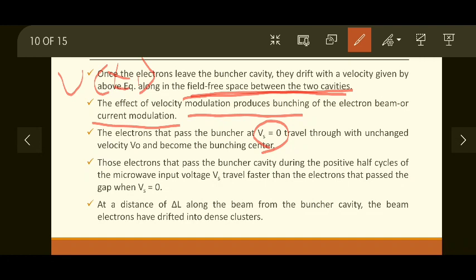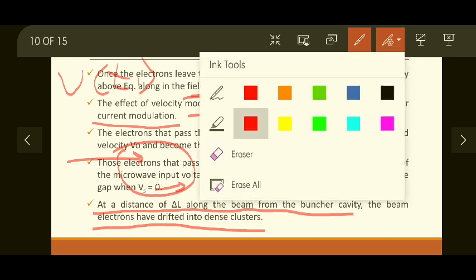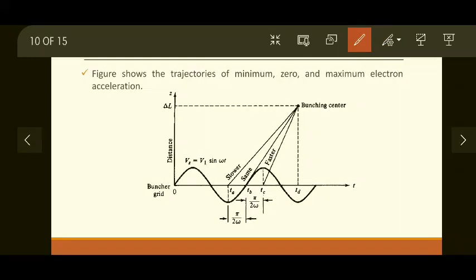Those electrons that pass the buncher cavity during the positive half cycle travel faster. This we have also seen. At a distance of delta L along the beam from the buncher cavity, beam electrons have drifted into a dense cluster. So some are traveling faster, some are traveling slower, and eventually they come together to create a dense cluster. So let's see how this process occurs.